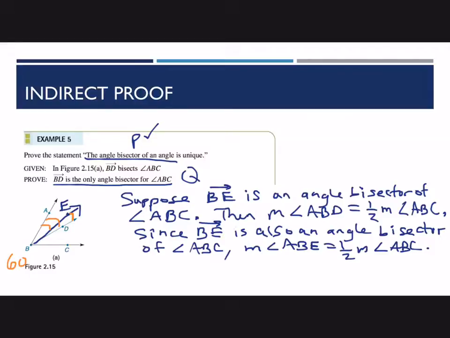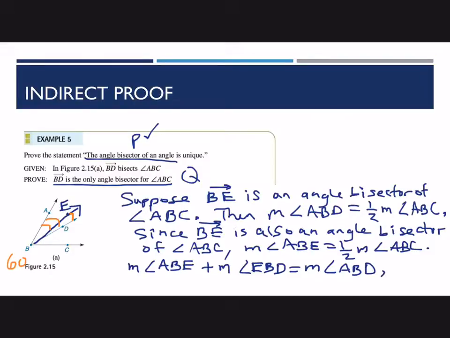Okay, so the problem here is that, well, one thing we know is that the measure of angle ABE plus the measure of angle EBD equals the measure of angle ABD.